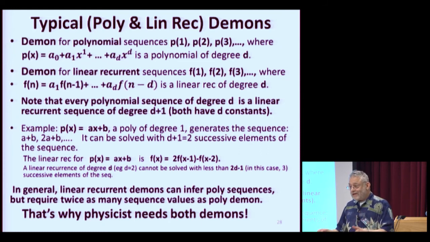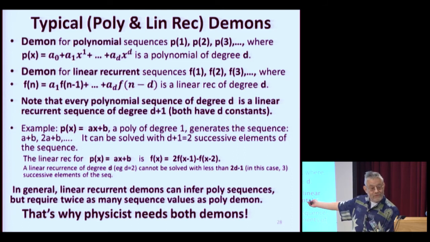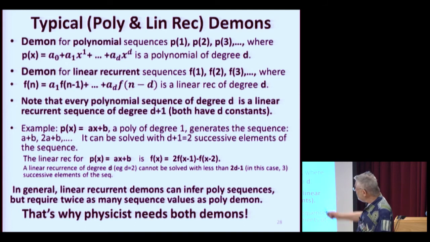If you have a linear recurrence of degree d, you need to have 2d many values. So you need much more information. You see, it's expensive, and you don't want to have to do that. So we have both of them.